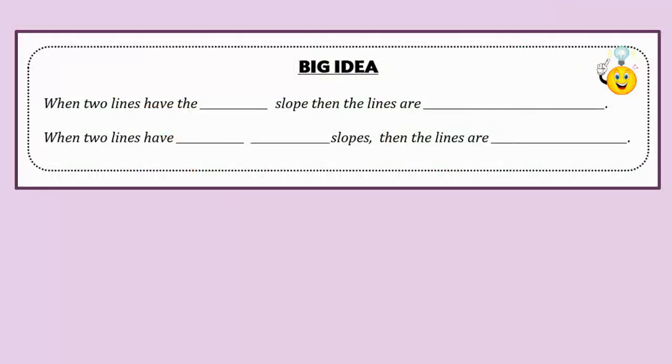So let's think about our big idea here. Oh, it's hard to say. When two lines have the same slope, then the lines are parallel. Right? So we need to have it in a form where we can see the slope.